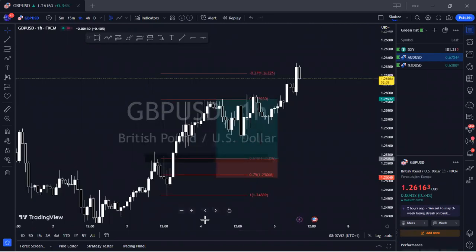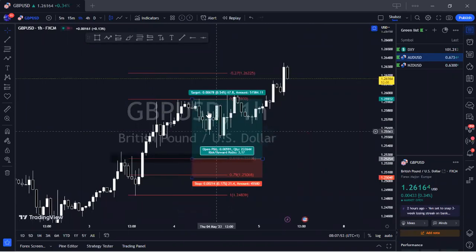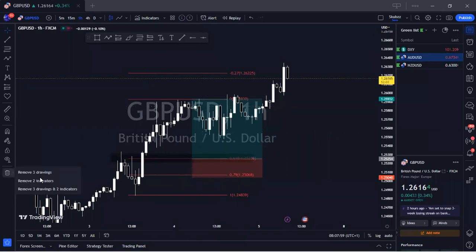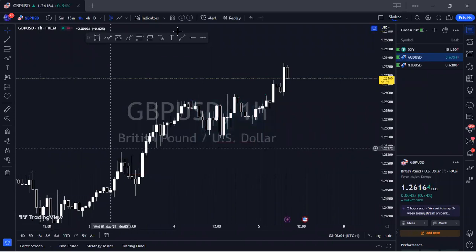GBPUSD is in an uptrend. This was the analysis we had yesterday. We were waiting for price to retrace deep. Price did not retrace deep. So let me remove all of this. Let's analyze this by ourselves.